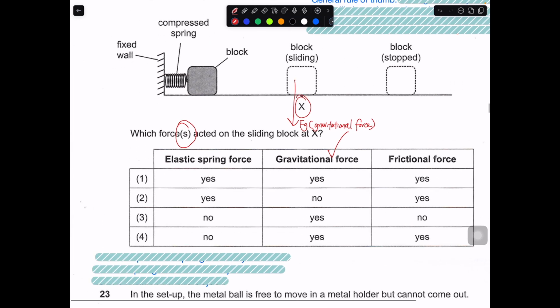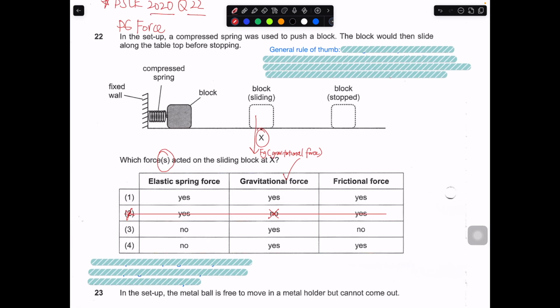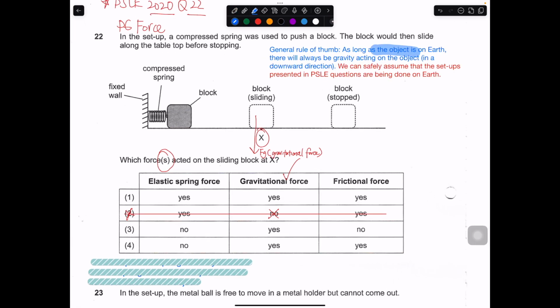Okay, so once you see no, straight away 2 is wrong. So over here I'll put it in this manner. As long as the object is on Earth, there will always be gravity acting on the object in a downwards direction, pulling it to the center of the Earth. We can safely assume that it's always a yes. So once you see no, straight away it is not the correct answer.